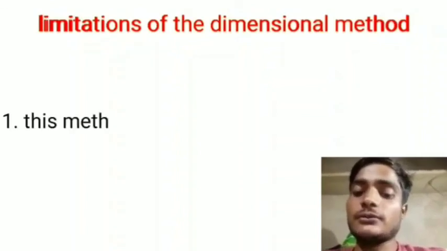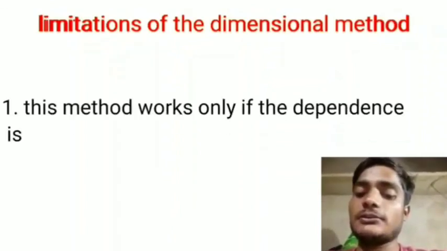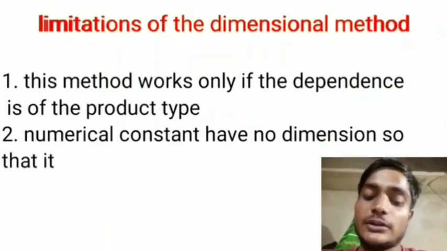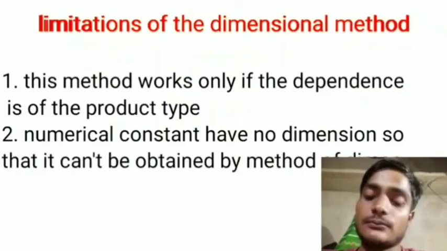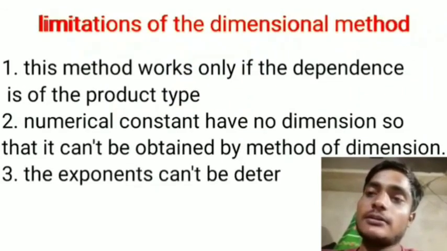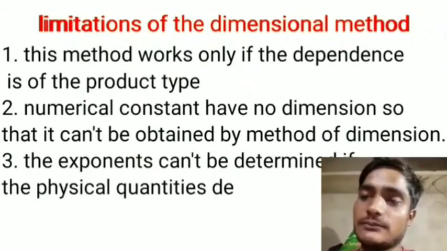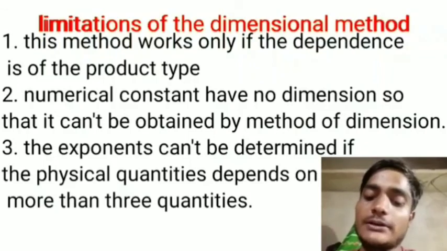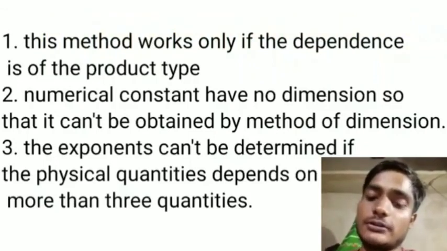Limitations of the dimensional method. There are three limitations in the dimensional method. The first one is this method works only if the dependence is of the product type. Second limitation is numerical constants have no dimensions, so they can't be obtained by the method of dimensions. Third, the exponents can't be determined if the physical quantity depends on more than three quantities.